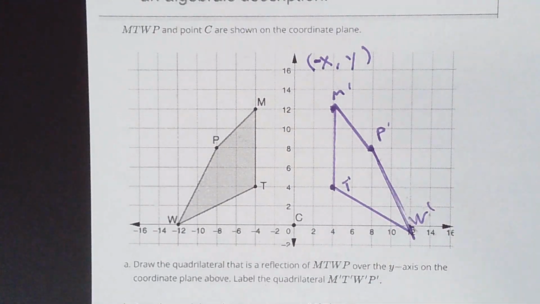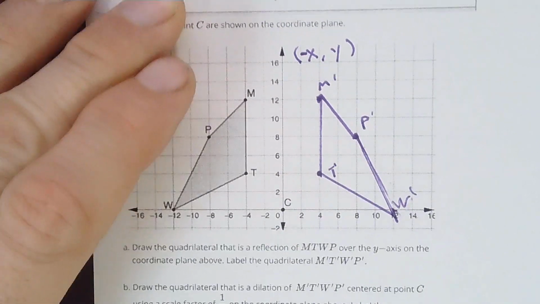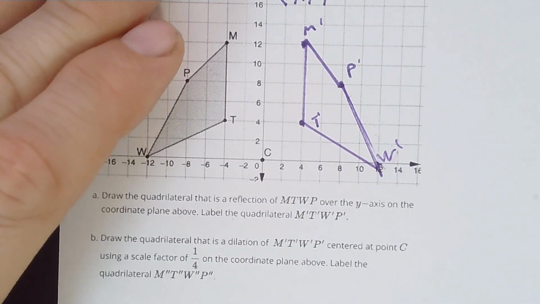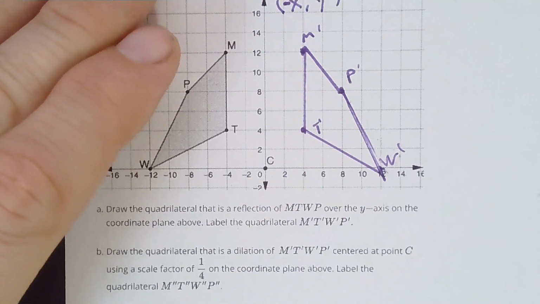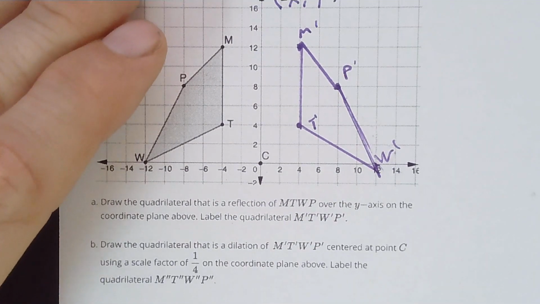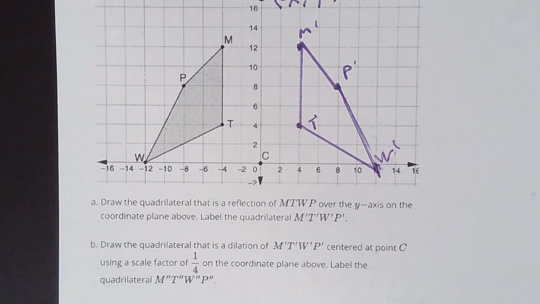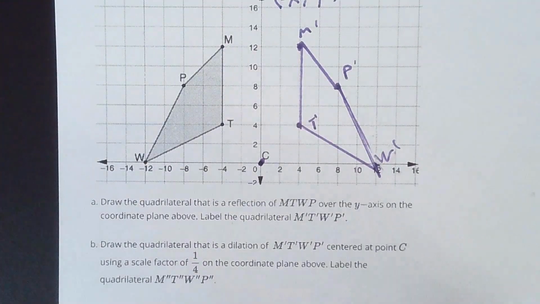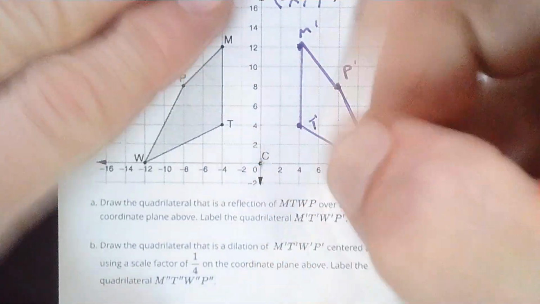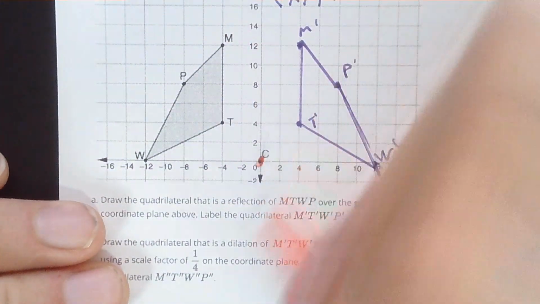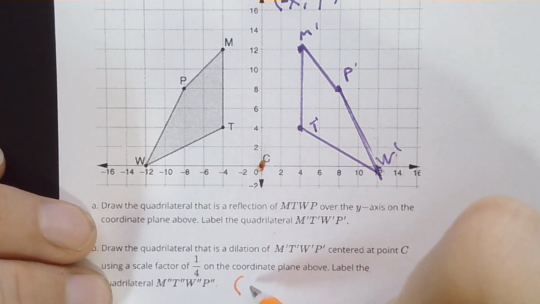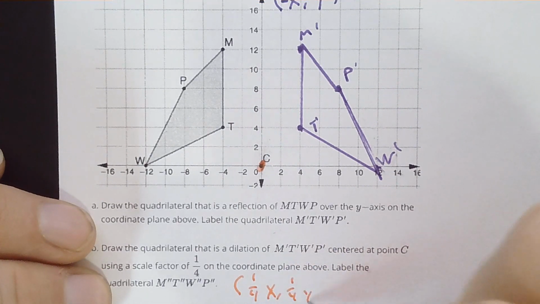All right, so the next one is we're going to shrink this, dilate it by point C by a scale factor. Point C is going to be our dilation point, with a scale factor of 1/4. So our coordinate pair comparison would be 1/4 x, comma 1/4 y.